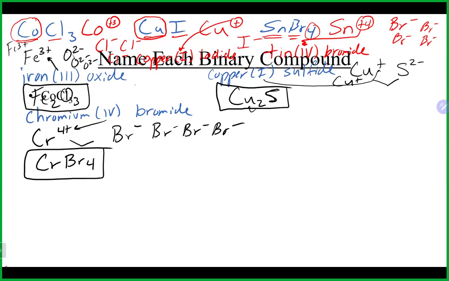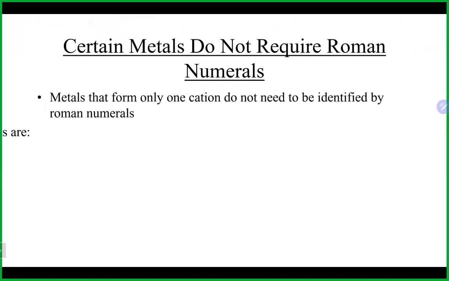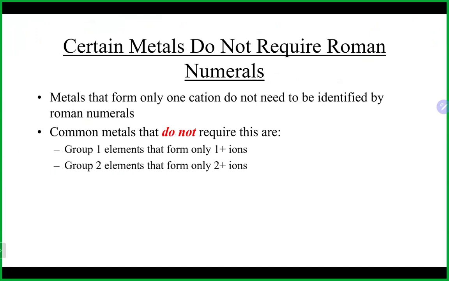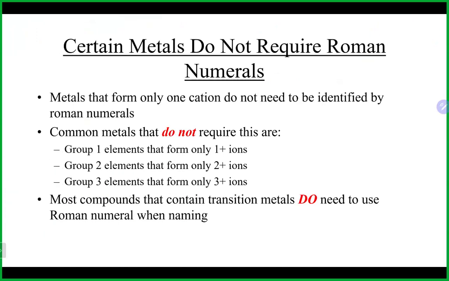All right, then let's talk about this, just a summary of what we just talked about. Again, group 1, 2, 3, zinc, cadmium, silver, no Roman numerals needed. Transition metals, and just to the right, do need Roman numerals, as we've been talking about.